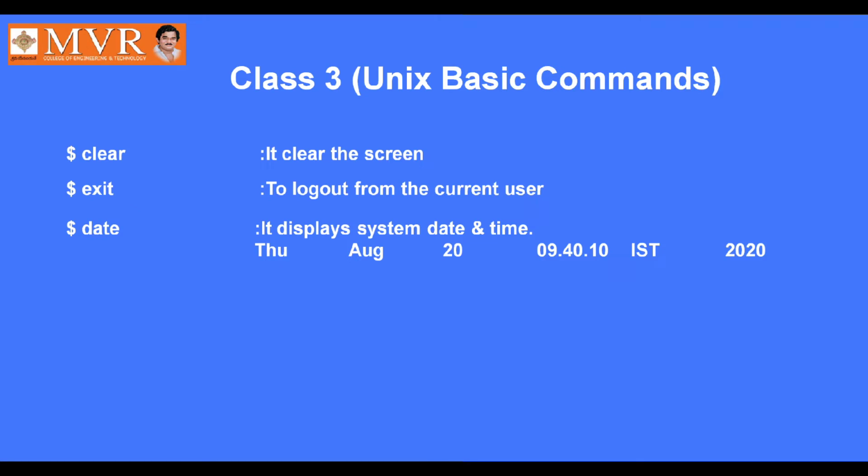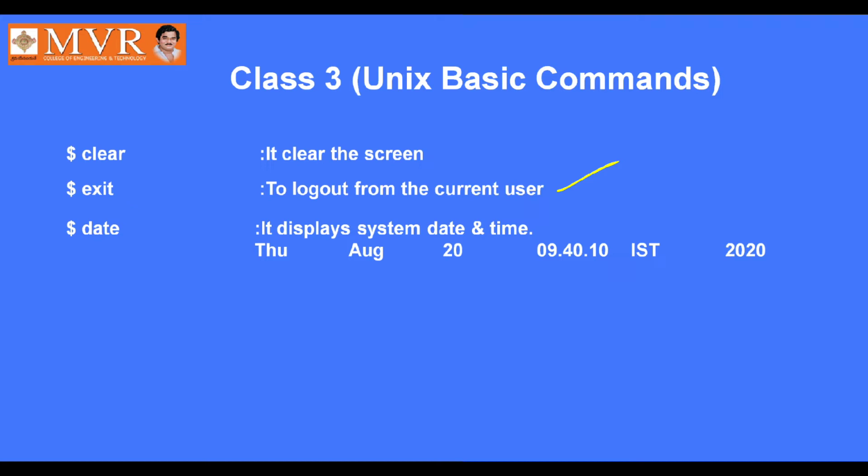And the next one is the exit command, which is used to log out from the current user. For example, when I am logging into the system with my username and password, once I have completed all my work, I want to log out from the system. Whenever you want to log out, you simply type exit and then press enter. The system will automatically log you out of your directory, and that means you are logged out of the system.